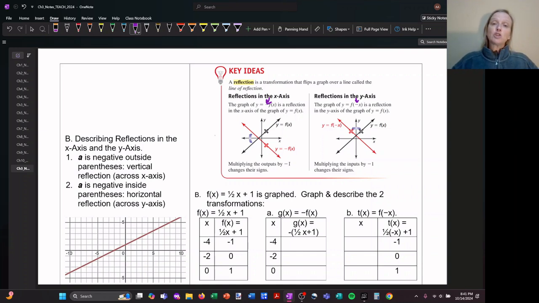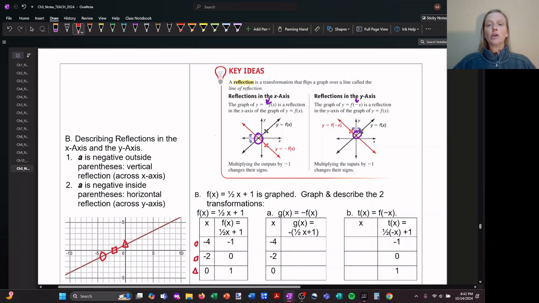The way you can tell just by looking at a graph whether it's been a reflection across the x or y axis is: across the x-axis, the x-intercept stays the same, and across the y-axis, the y-intercept stays the same. So let's look at this example here. F of x equals 1/2 x plus 1 is graphed. So these points of -4, -1, and -2, 0, and 0, 1 are shown. So I've got 3 different shapes here to represent them.